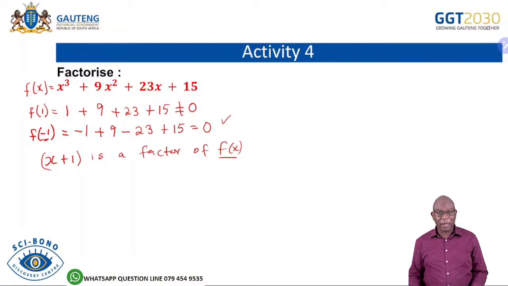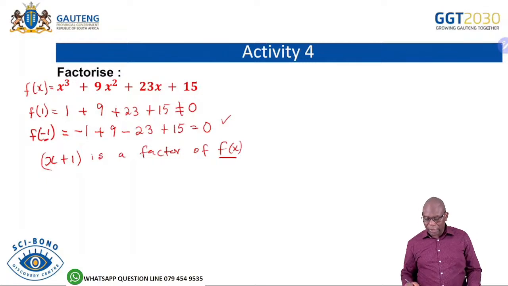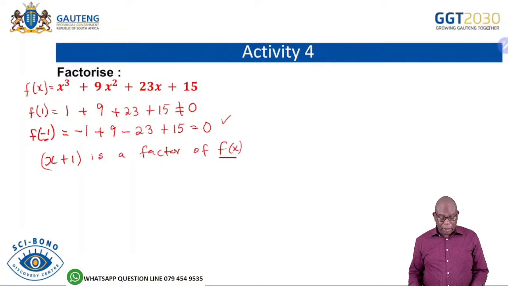How am I going to get the other values? Remember, I'm factorizing it. So I only have one factor, so I need the other factors. How am I going to get the other factors? Now I'm going to show you this one, which is by inspection. Why am I saying it's by inspection? I'm just going to look at the whole thing there.